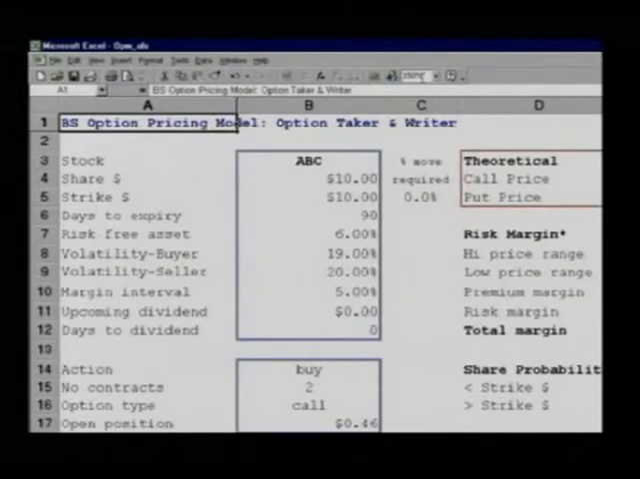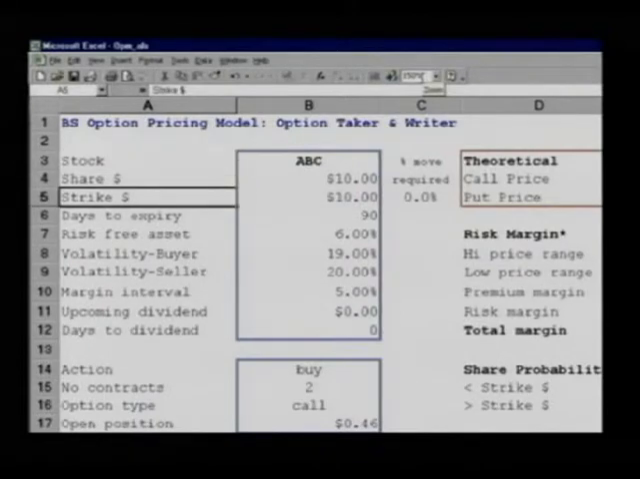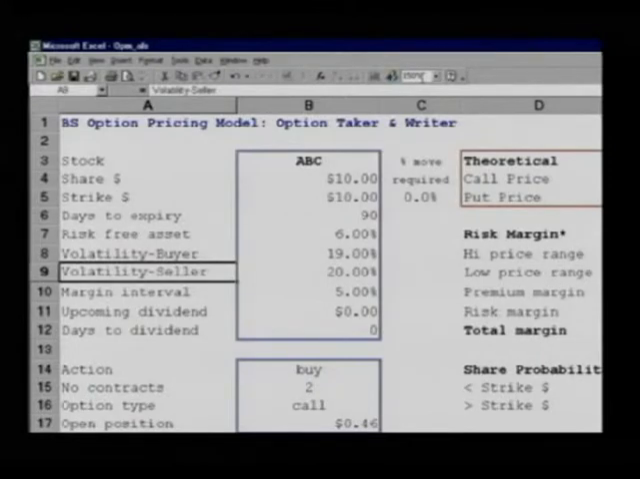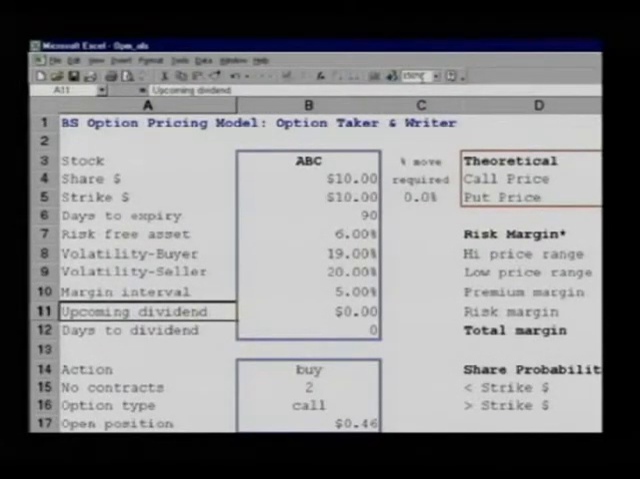Now over here we have those various aspects that we need to put into the model. Like we need to know the stock, we need a share price, we need a strike price, the days till expiry. We put in here what the risk-free asset is. The risk-free asset means that's what you could expect to earn by buying, say, a 10-year bond. There's the volatility for the buyer and the seller. You'll notice we've got 19% and 20% respectively. This is an implied figure. A margin interval, which I'll come back to later. If there are any dividends during the period, we put them in here. And we're just talking about a stock here, ABC.